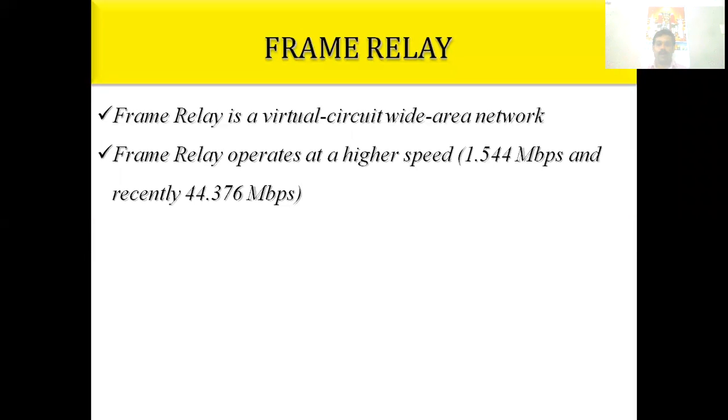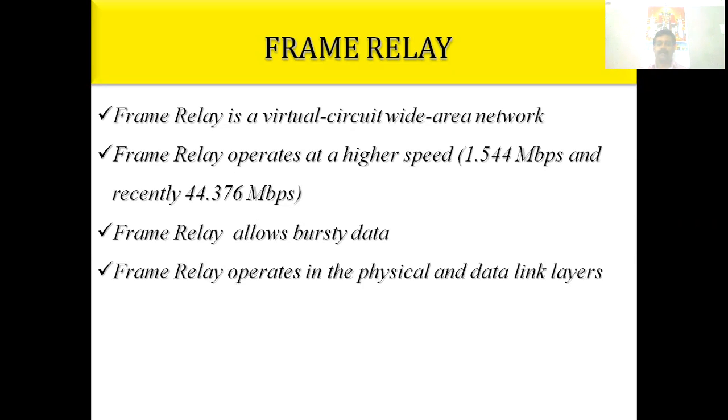It is 1.544 megabits per second up to 44.376 megabits per second. Frame relay allows bursty data. What is bursty data? The data which is having different transmission rates is called bursty data. This frame relay allows bursty data.